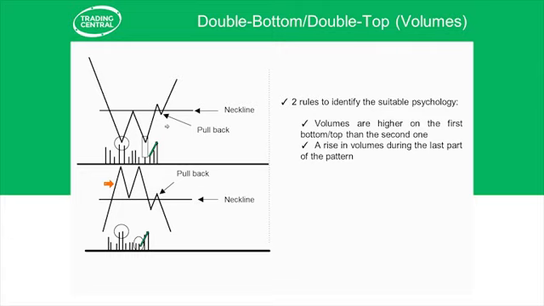If we are talking about the psychology of the market, it's the same psychology for the double bottom and double top as for the head and shoulders. Just a word on volumes, because volumes are very important also for the double bottom or the double top pattern. Volume is higher on the first bottom or the first top than on the second one. As you can see in this example, volume is higher on the first bottom and lower on the second bottom.